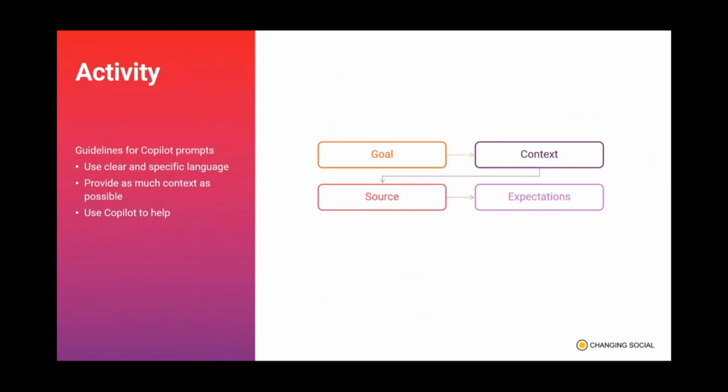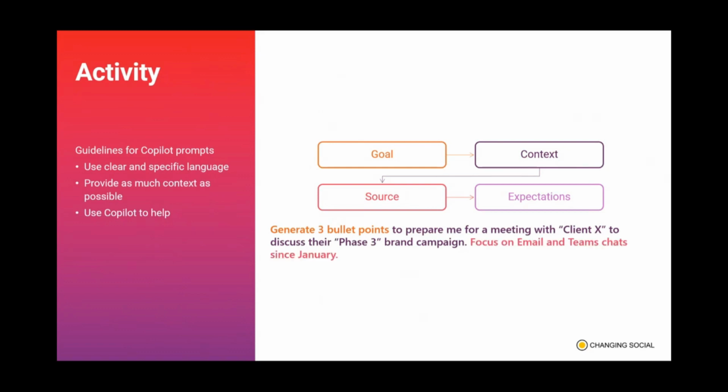Microsoft have done a really good job of putting together the core concepts of a good prompt. They do not have to be used every single time in every single prompt, but let's think of the goal we want to produce: 3 bullet points for a meeting with my client specific to their brand campaign. Think about the source. Would you like it to focus on emails or Teams in this particular instance to extract the key information? And be specific with your time.